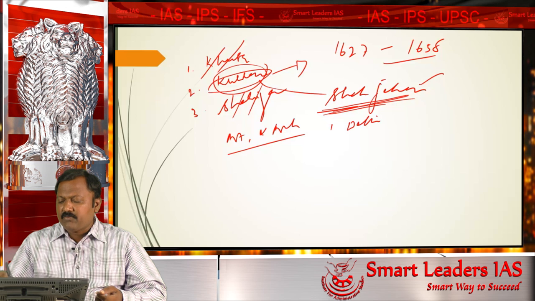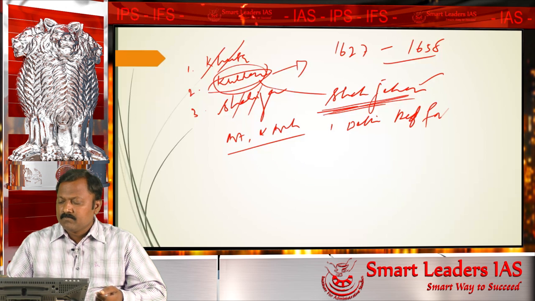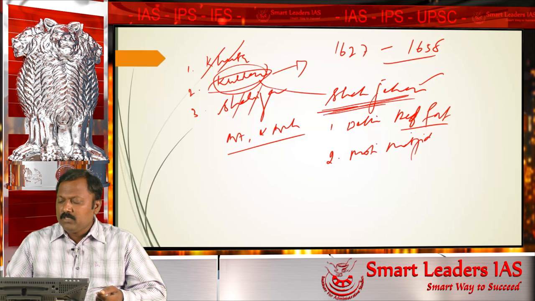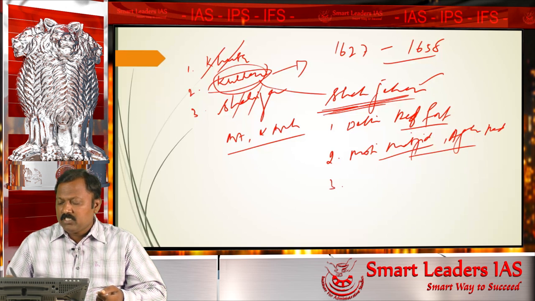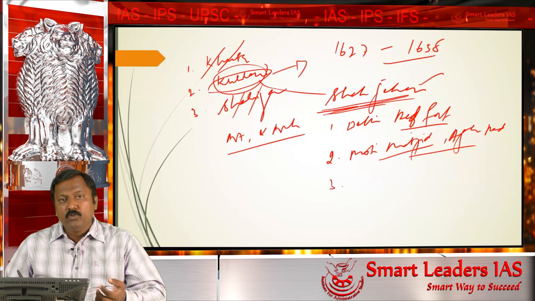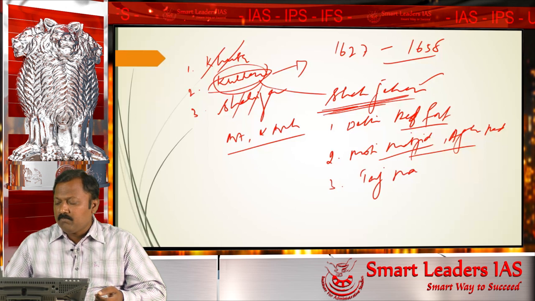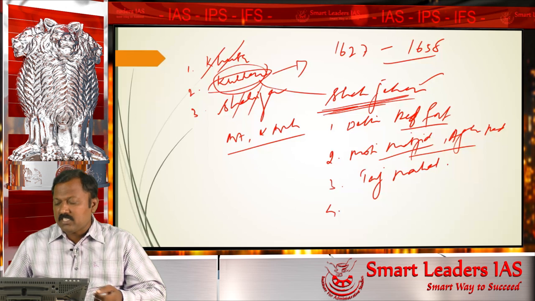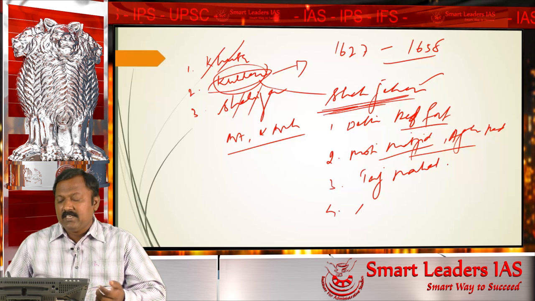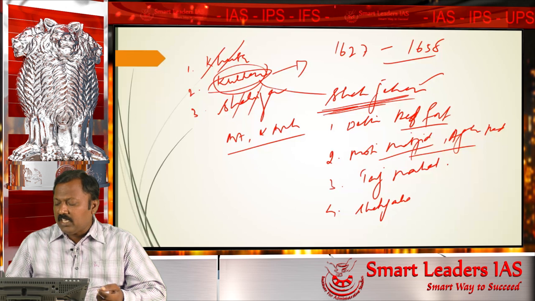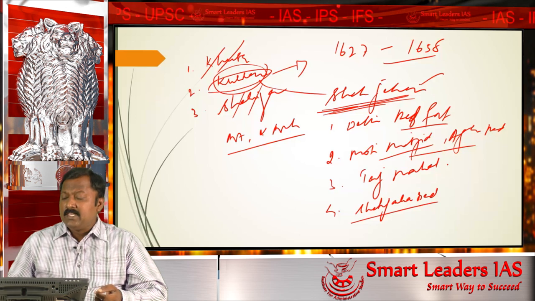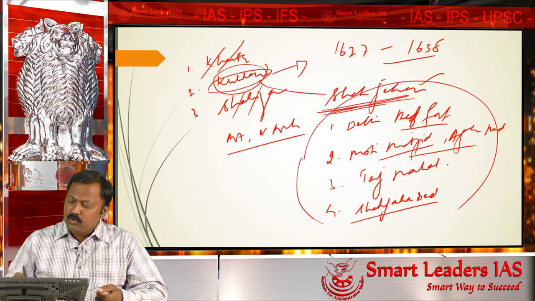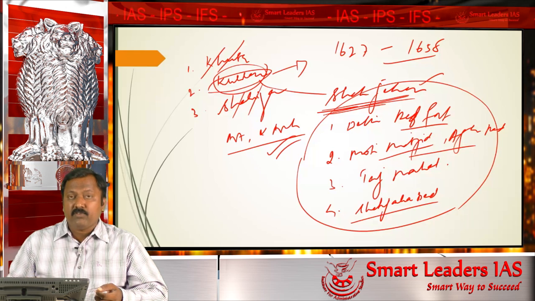He built Delhi Red Fort, and he built Moti Masjid. Moti Masjid is the Pearl Mosque in Agra Red Fort. And he built the most notable monument of all time, which is called Taj Mahal. And he also established a new capital in Delhi, which happens to be Shah Jahanabad. So Shah Jahan is considered to be the person who focused his attention on the development of architecture.